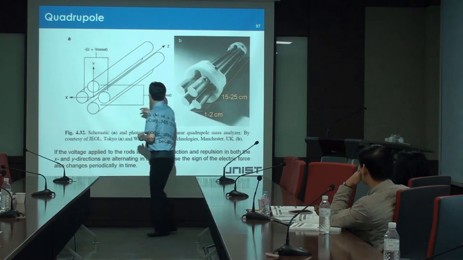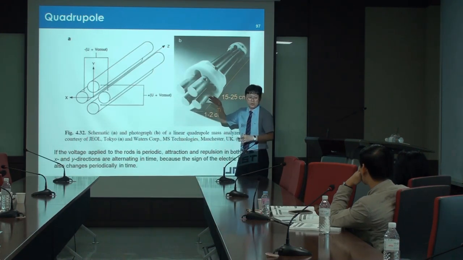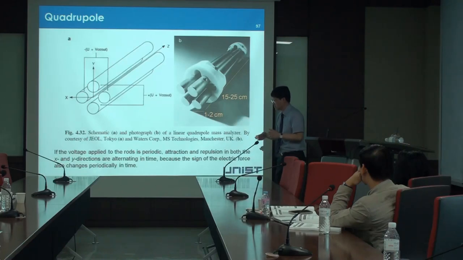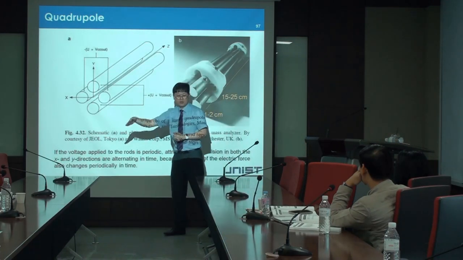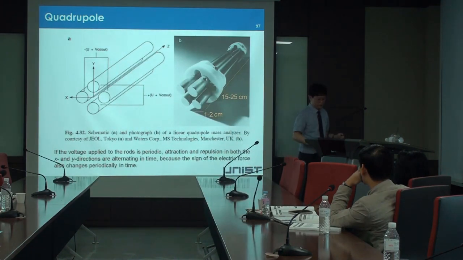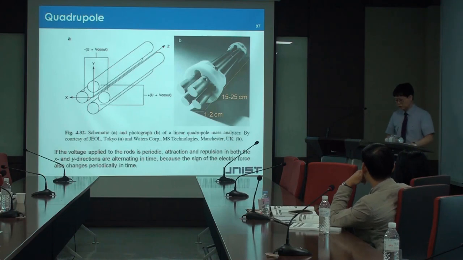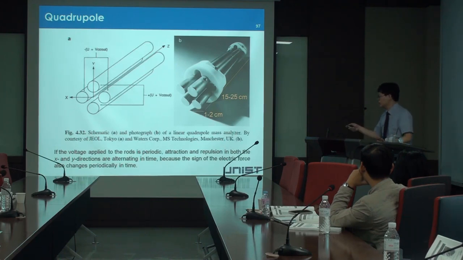And then, okay, if this is a 3D structure, the ion path will be like this way. Okay? And using these electric conditions, only our target ion can pass through and enter the detector, but other ions are ejected to the outside of this quadrupole.